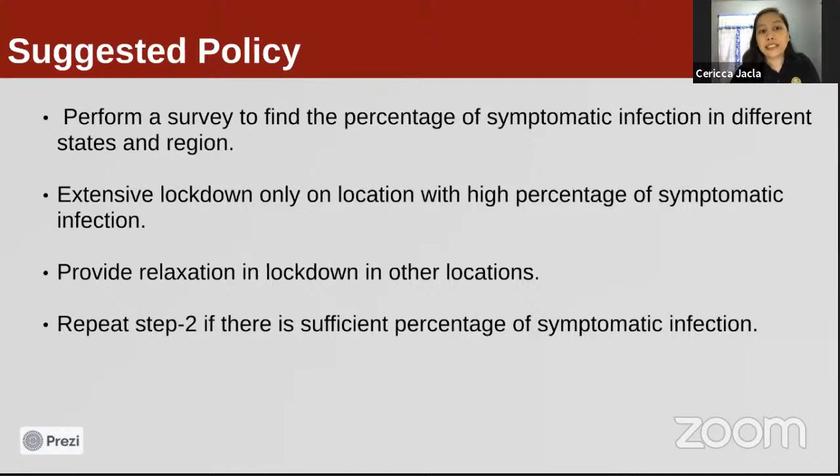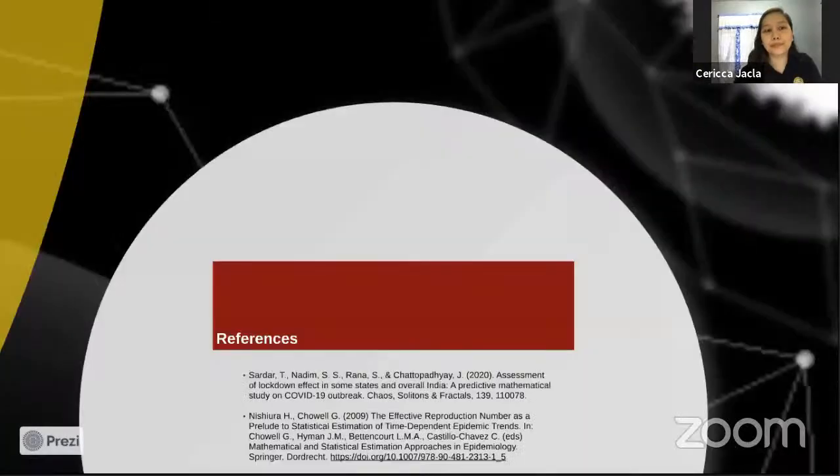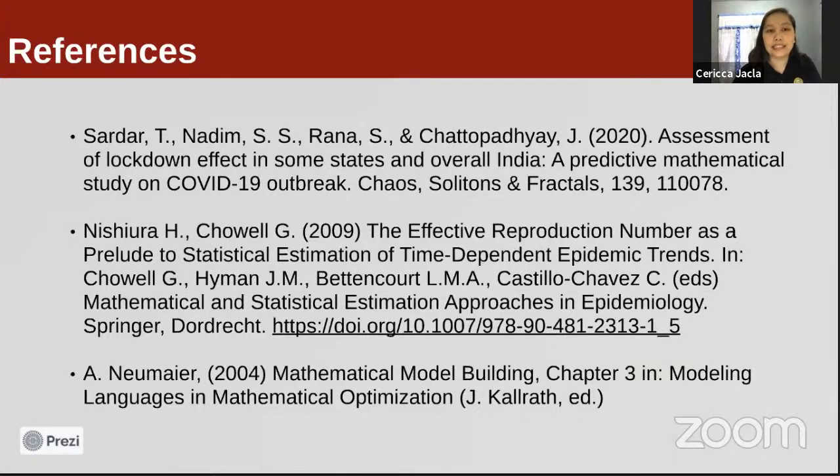Then repeat step 2 if there is sufficient percentage of symptomatic infection. So here are my references, and thank you all for listening.